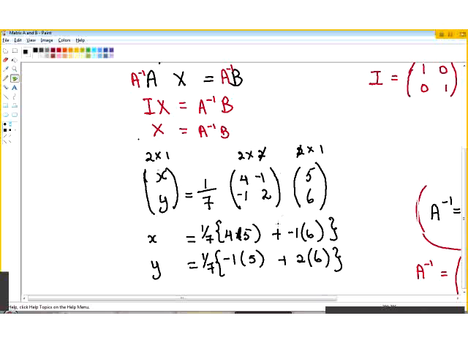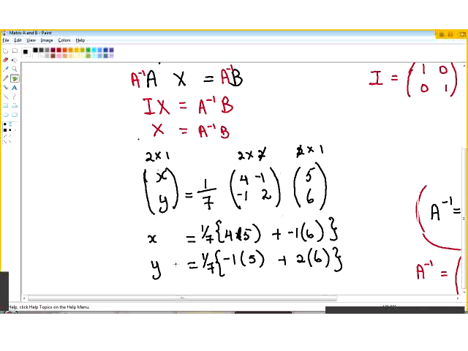So let's look at it again. We are actually multiplying our A inverse multiplied by B, and to do that it's going to be row by column. We check to make sure the multiplication can take place, and it's going to be 4 by 5 plus the minus 1 by 6 and the minus 1 by 5 plus the 2 by 6. Now remember, it's 1/7 of this calculation because we had left our 1/7 outside.